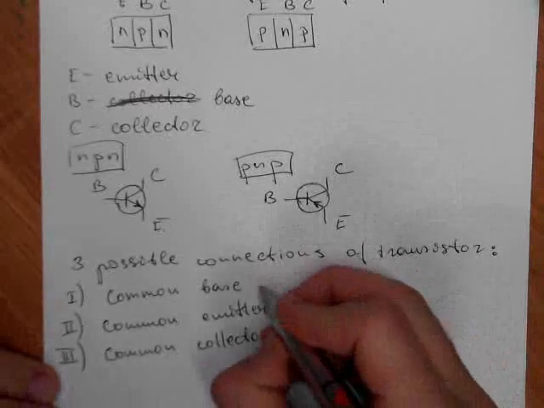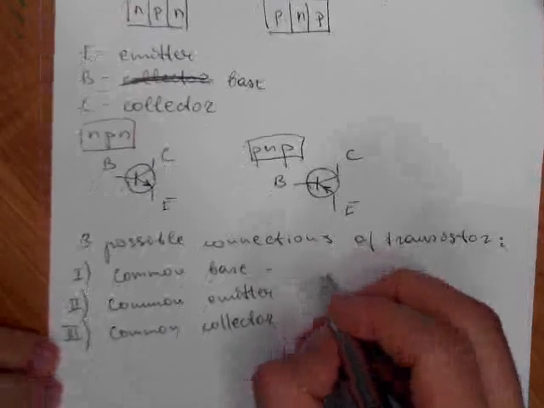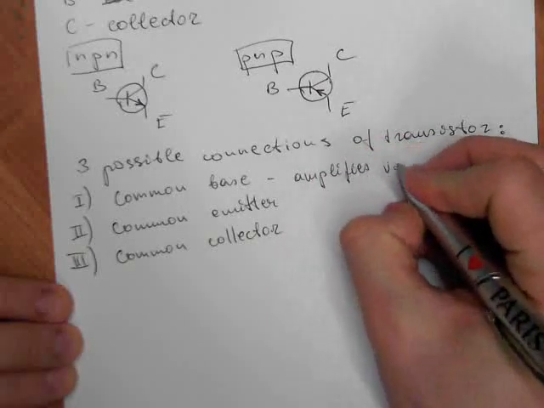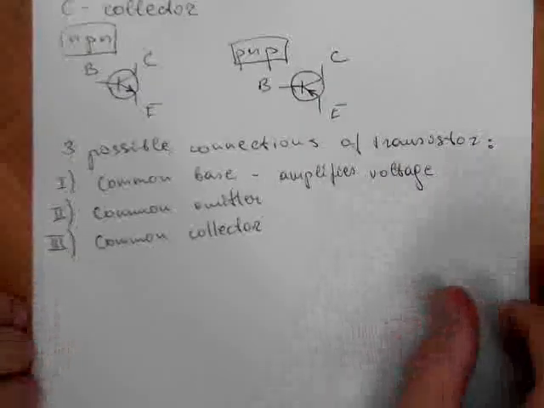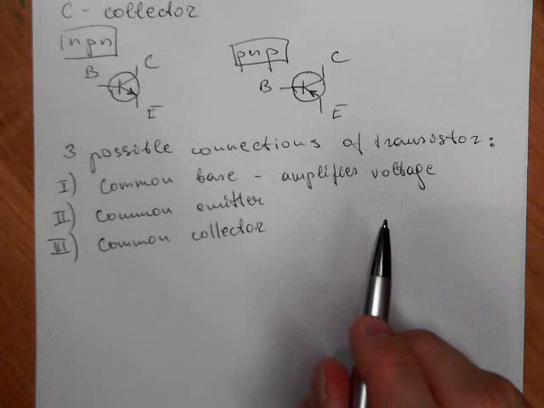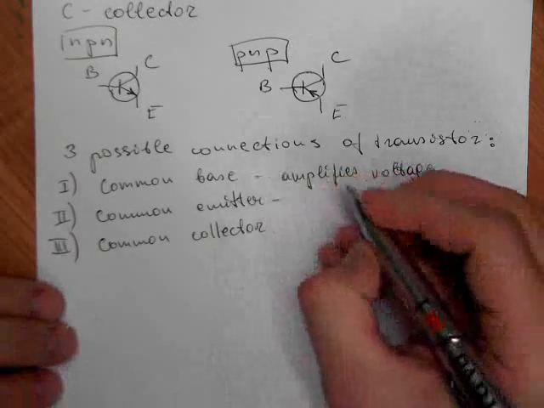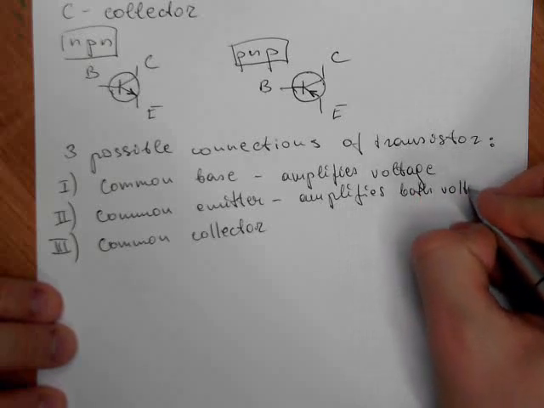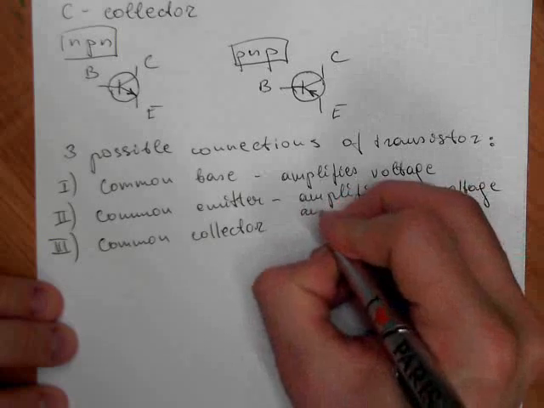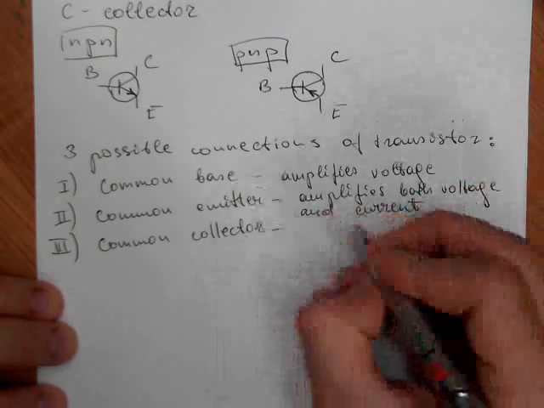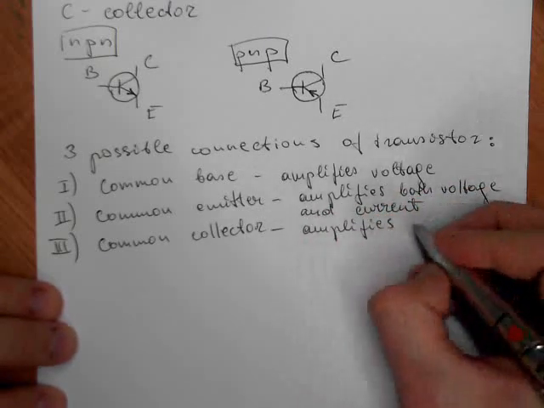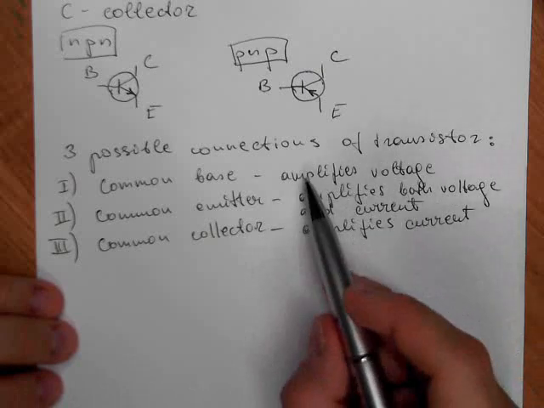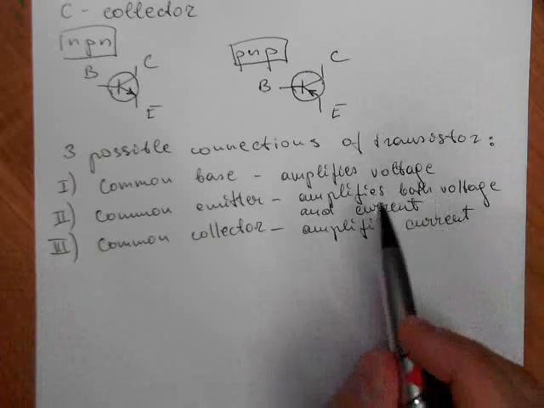Common base configuration is used when we need to amplify voltage. When we use this configuration, we get voltage gain. Common emitter amplifies both voltage and current. Common collector amplifies only current. Common emitter configuration is the most used. Common base is used sometimes. Common collector is very rarely used. So we're going to cover common base and common emitter.